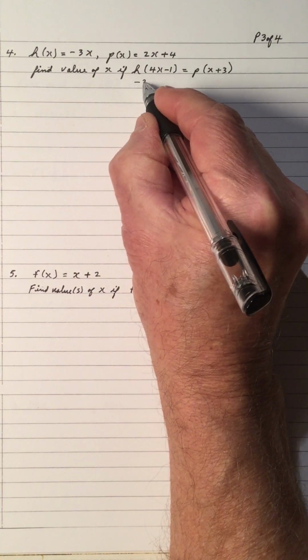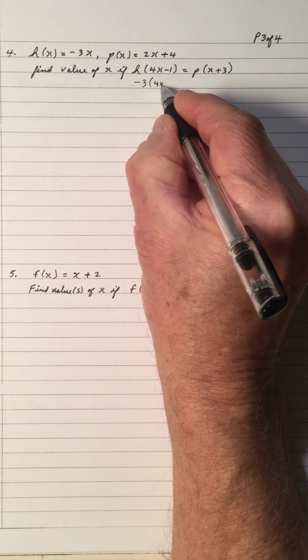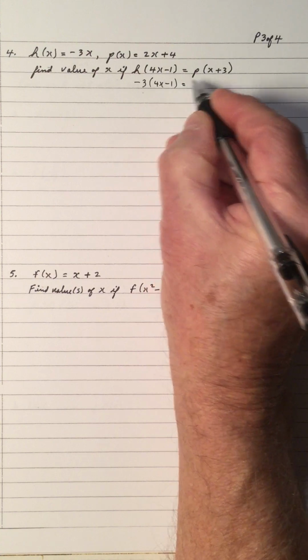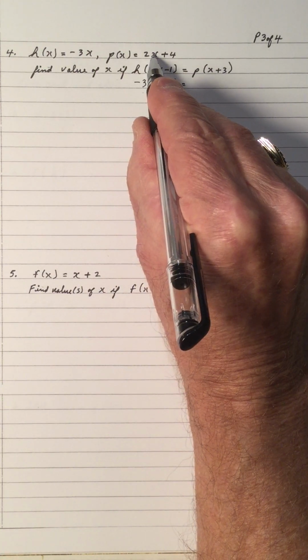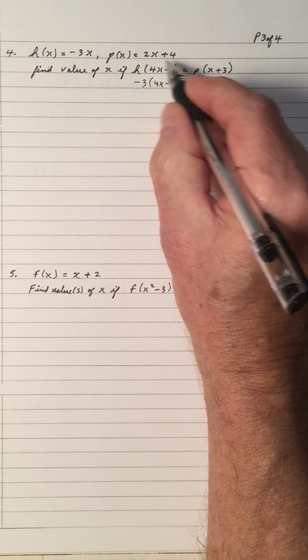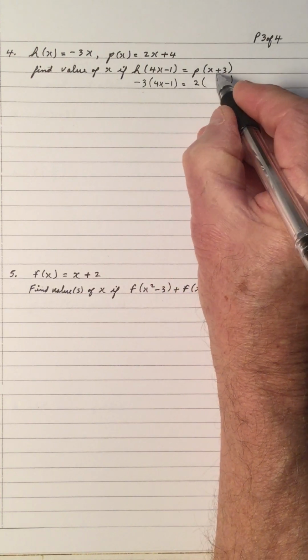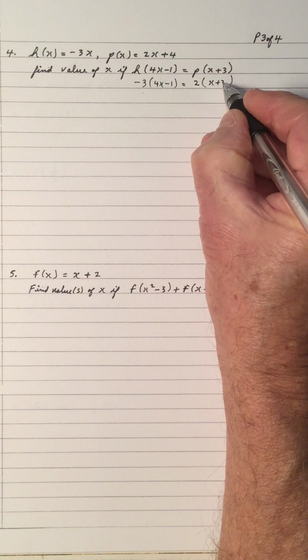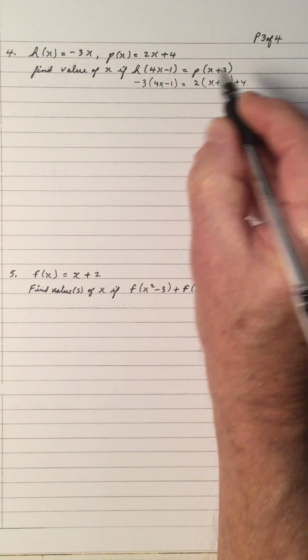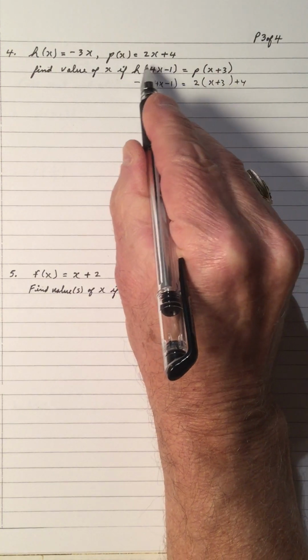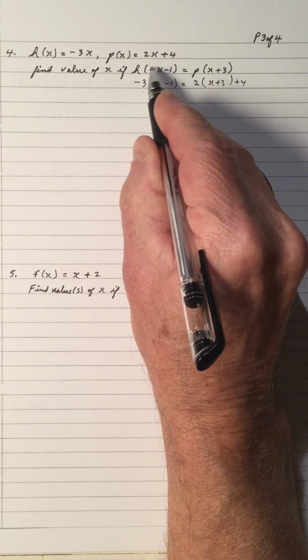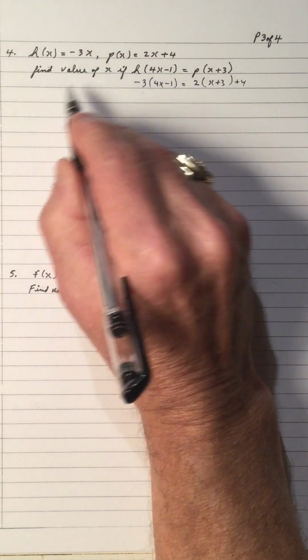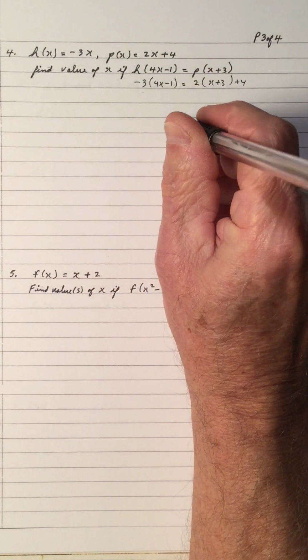So that's negative 3 times 4x minus 1. And x plus 3 is going in the place of the x in the p of x. So the p of x is 2x plus 4, and we're going to put x plus 3 in the place of x. So it seems odd, but we're putting the x in the place of x, but it's the way we work it.